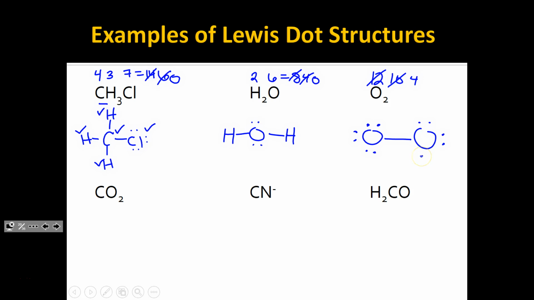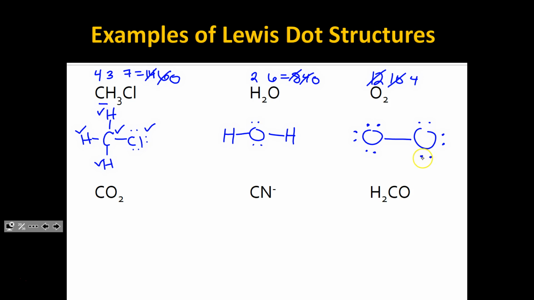Now, some students might get excited and they might keep going. They might say, okay, 2, 4, 6, yay, this oxygen is happy now. However, that's too many electrons. Count how many I have. I've got 2, 4, 6, 8, 10, 12, 14. I have 14 electrons in this structure, but I can only have 12. So that's how I know that I did something wrong.